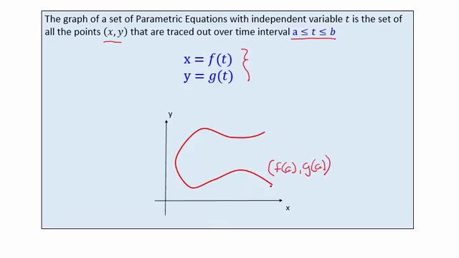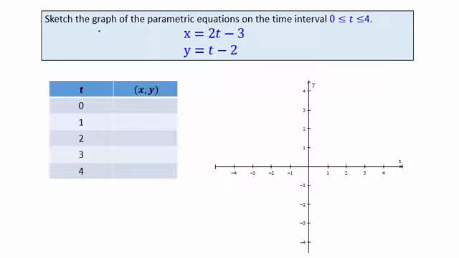And then as time goes from a to b, a curve will be traced out, giving us different ordered pairs, until we finally get to the ending point of our time interval, where we would be at the coordinates f of b, g of b. Let's look at an example. Let's sketch the graph of the parametric equations given here on the time interval 0 to 4.